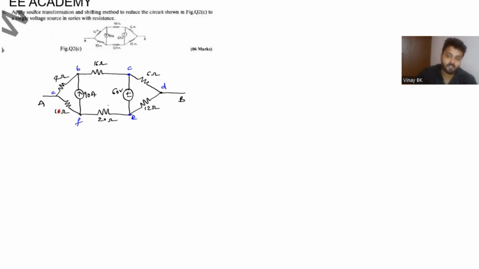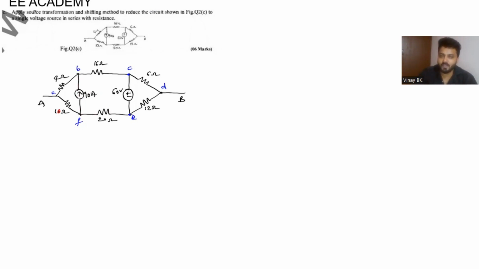You can see there is no practical current source and practical voltage source in this circuit. So you need to make a circuit that has a practical source of current as well as voltage. Then you can do source transformation. That's why you cannot do source transformation directly here. First, you need to do source shifting. Before that, you can see there is a 90 ampere current flowing from F to B, directly.